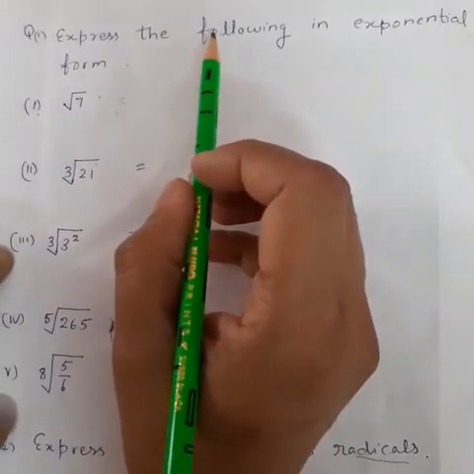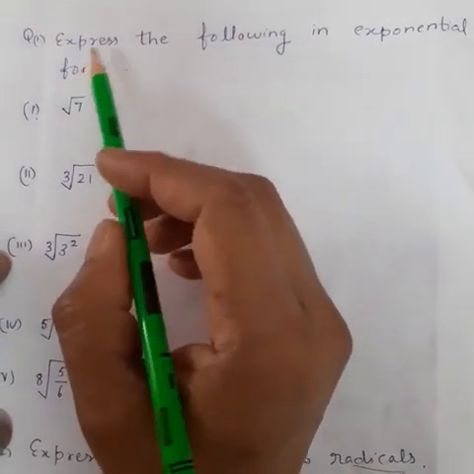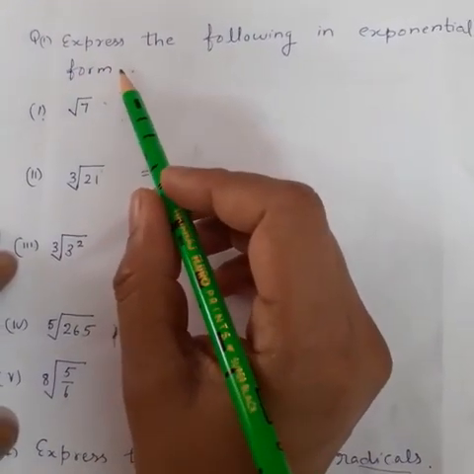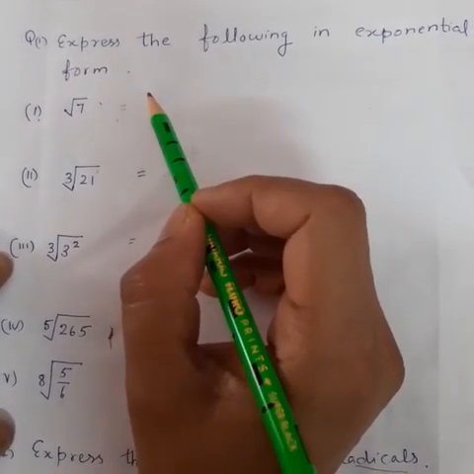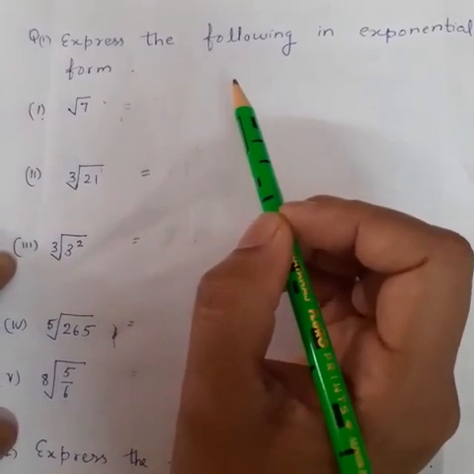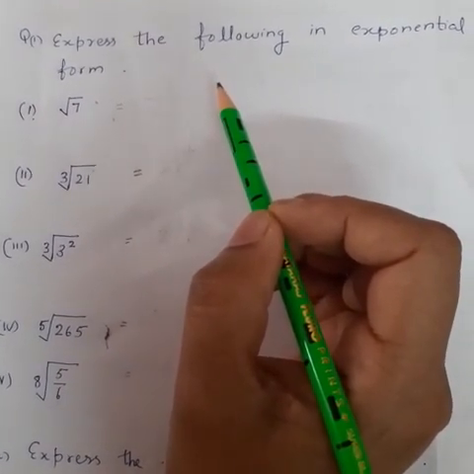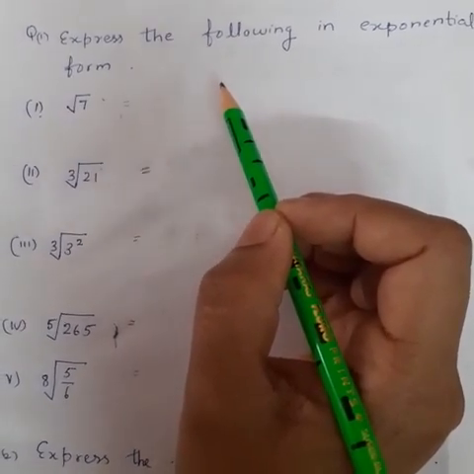Let's do the following questions. Express the following in exponential form. So these are all in radical form. We have to change them into exponential form. When we change radical form into exponential form, the power will be a rational number. So in the numerator we write the power of the number and in the denominator we write the index.